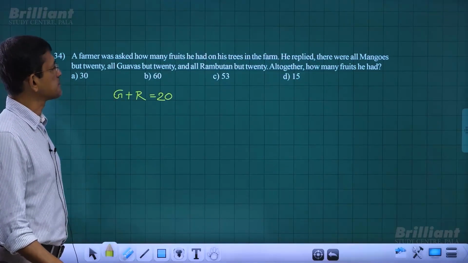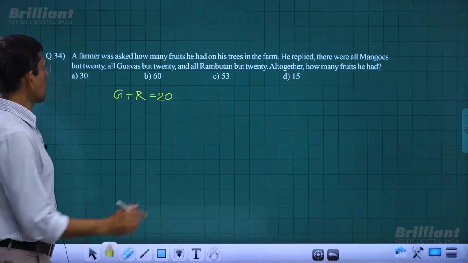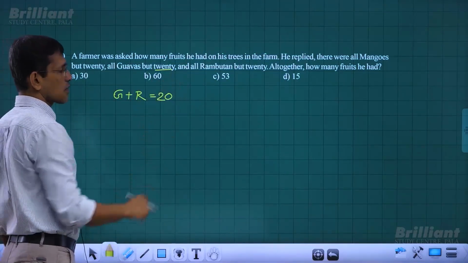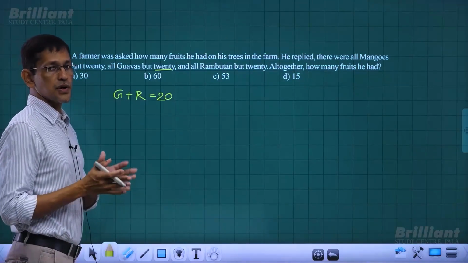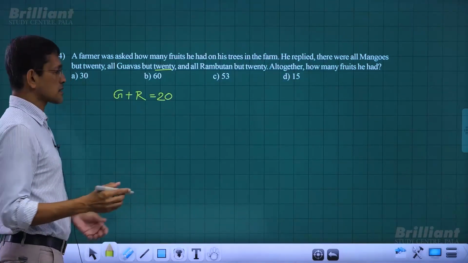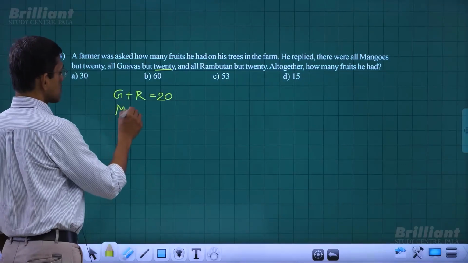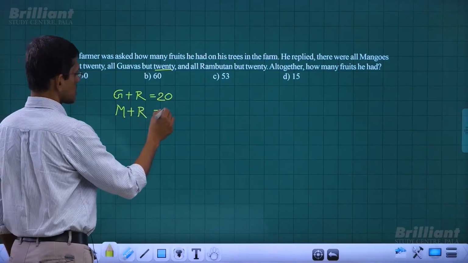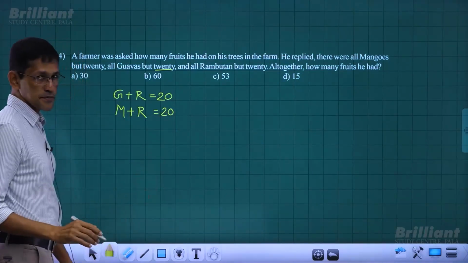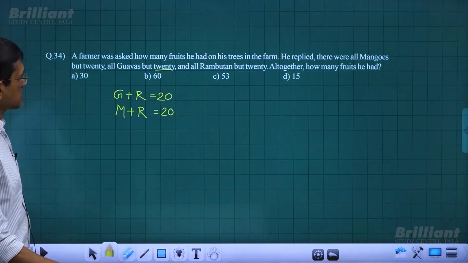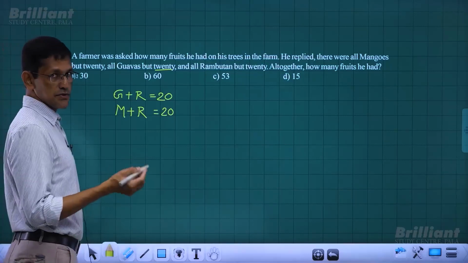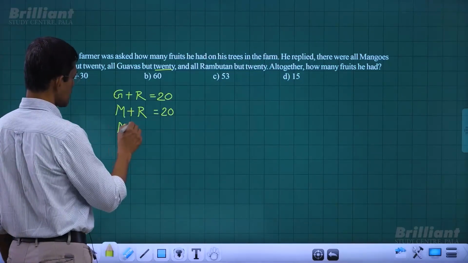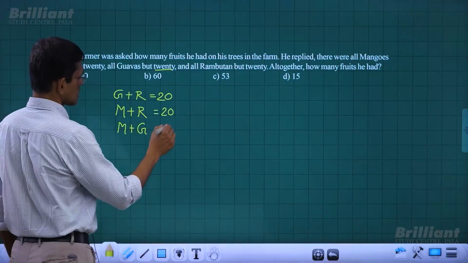We have no idea. Now next part, he says all guavas but 20. That means all of them are guavas, but 20 of them are not guavas. So if 20 of them are not guavas, they are what? They are either mangoes or rambutans. How many? 20 of them. And the last part, all rambutans but 20. Well, all of them are rambutans, but 20 of them are not rambutans. So mango and guavas, they are the 20.